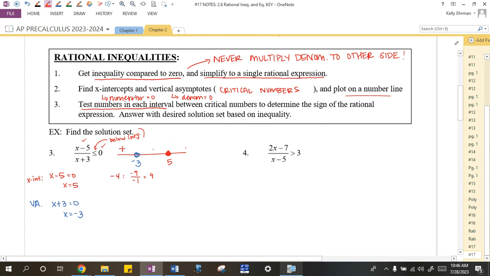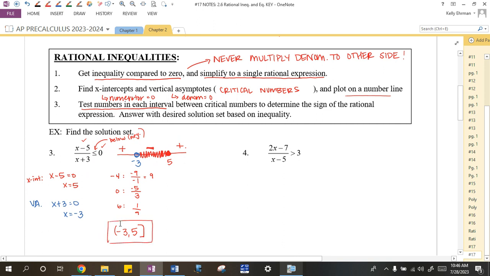Picking between negative 3 and 5, 0 is my favorite number to pick. It's easy to plug in. You get negative 5 over positive 3. It's the fact that that's negative that's important, not the numerical value. And then if you plug in 6, you're going to get 1 over 9. That's positive. We want the negative section, so our solution set is the only negative section, which was between negative 3 and positive 5.